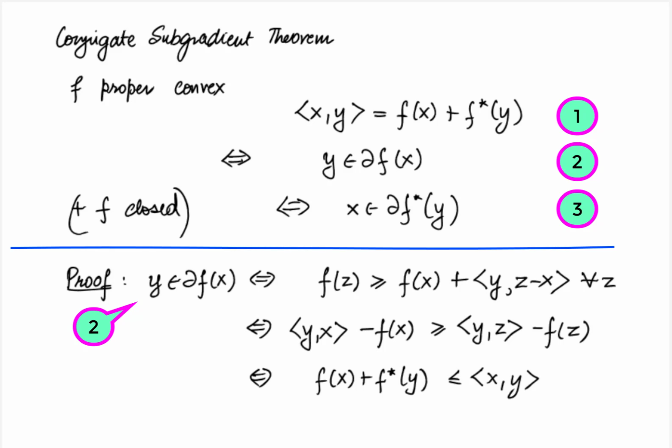Now if you recall the Fenchel inequality, this inequality is the opposite of that inequality. But Fenchel inequality is generally true. So the only possibility is that the equality holds. That is, the inner product of x comma y is equal to f of x plus f star of y. So in other words, we have established that if y is a subgradient of f at x, then this equality holds.